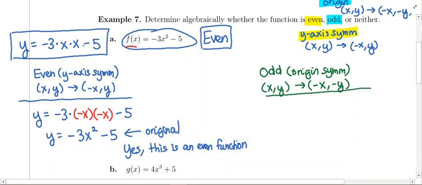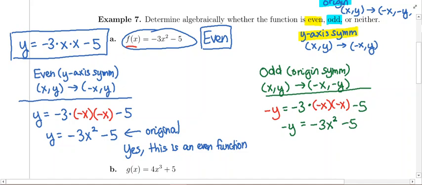If we go back to the equation in the box, we're going to replace y with negative y, and then we're going to have negative 3 times, replacing both instances of x with negative x, and then don't forget the minus 5. Now we need to simplify to see if we get the original equation back. This is going to tell us that negative y is equal to negative 3 times negative x times negative x. That is the same thing as negative 3x squared. And don't forget the minus 5.